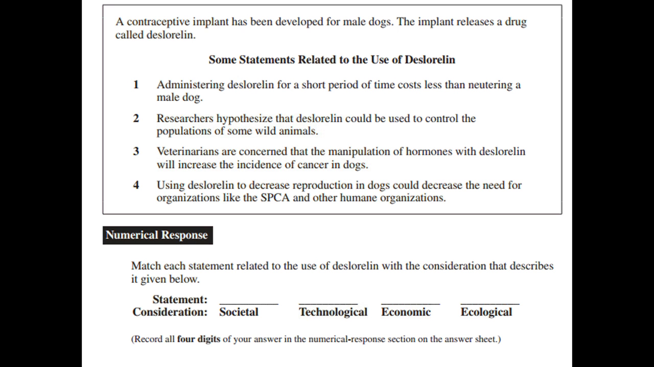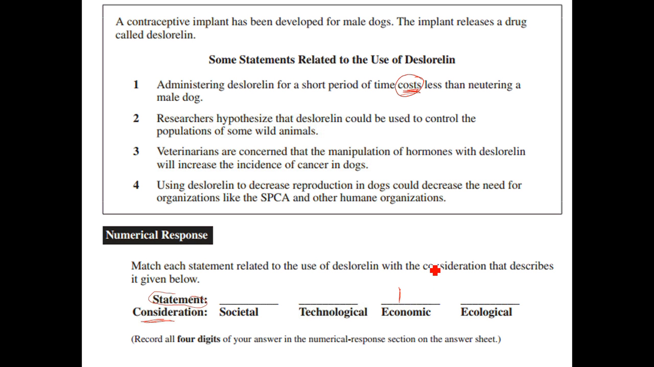So a contraceptive implant has been developed for male dogs. The implant releases a drug which is called deslorelin. Now this drug, we have some statements that are related to its use. So administering the drug for a short period of time costs less than neutering a male dog. Remember I said money, costs, quite often economic. So what we have at the bottom here is a statement, that's the 4 different statements up above, and what sort of perspective does it fit into? As soon as we see this cost, you should automatically be thinking, we'll just put this down tentatively, we might have to change it, but already we should be thinking that's economic.